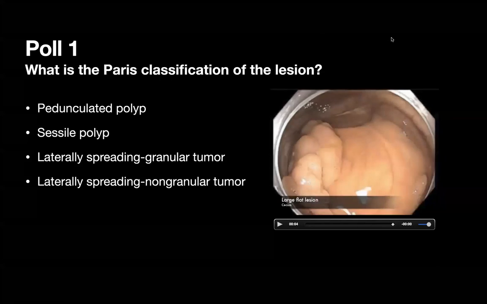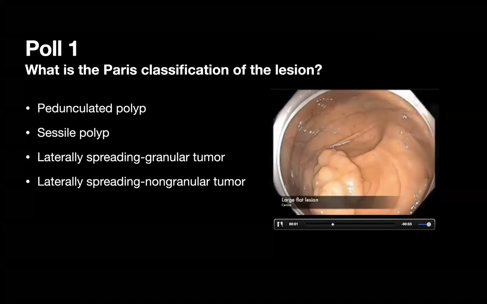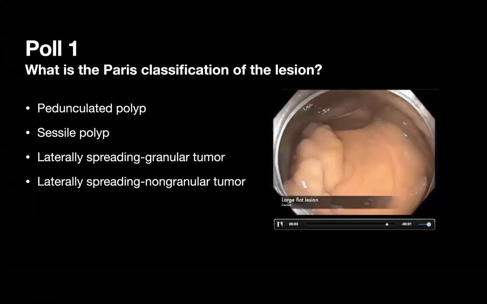How do you describe this lesion? Is it a pedunculated polyp? Is it a sessile polyp? Is it a laterally spreading granular tumor? Is it a laterally spreading tumor of the non-granular type? Let me replay the video again so that you have another opportunity to look at it. Selvi, you may want to end the poll. Okay, so Sylvia, what do you think?